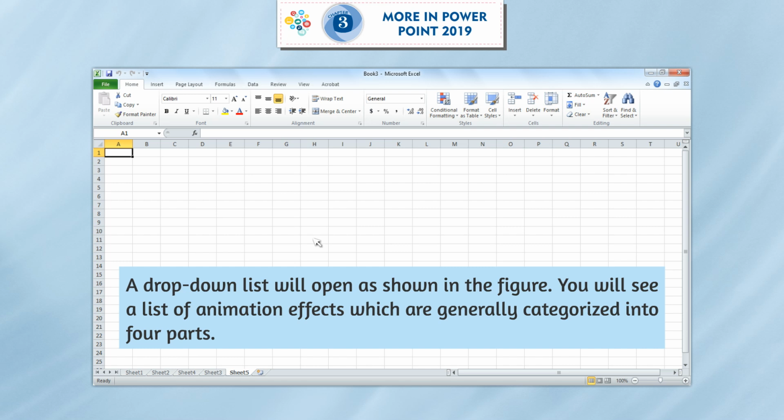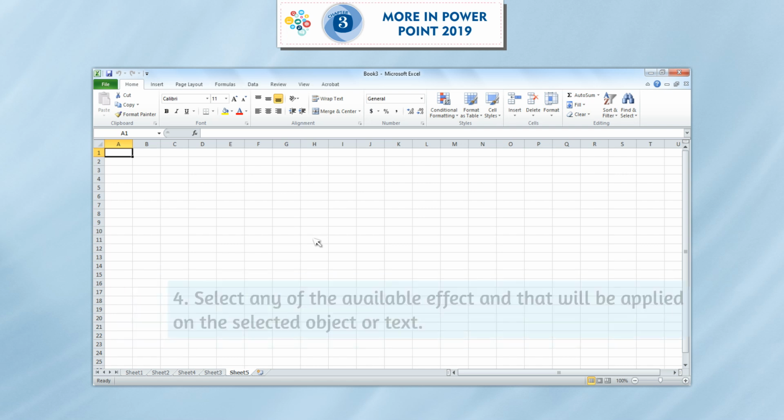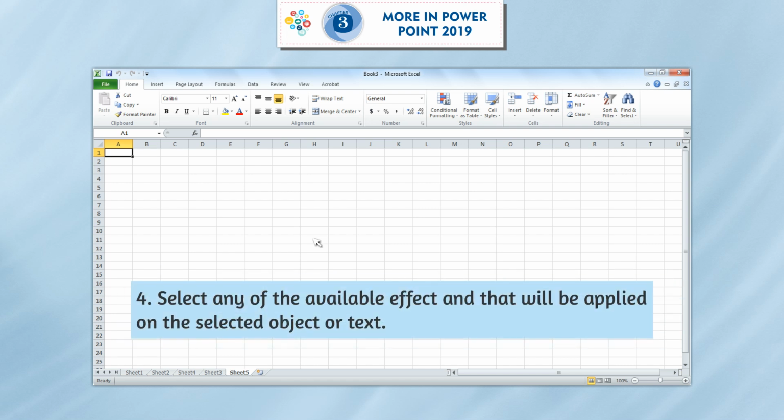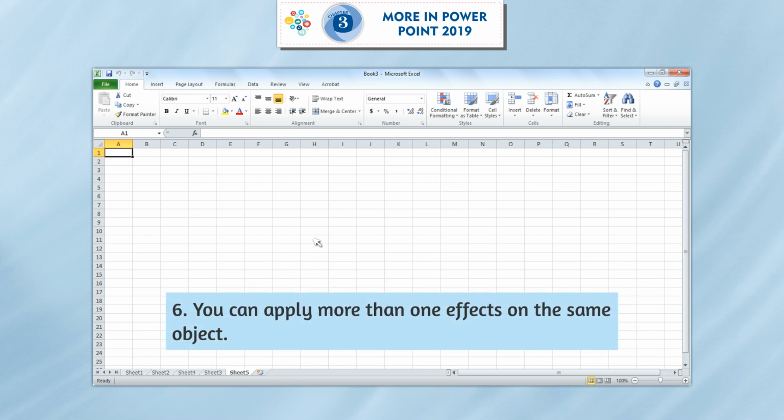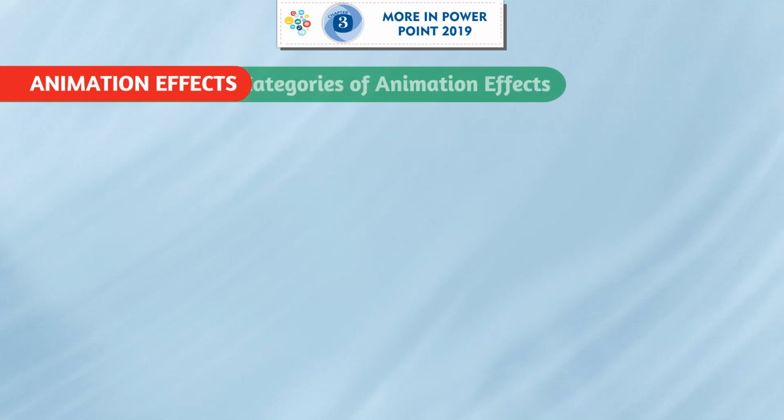You will see a list of animation effects which are generally categorized into 4 parts. 4. Select any of the available effects and that will be applied on the selected object or text. 5. After applying the effect, you will see a number adjacent to the object or text. 6. You can apply more than one effect on the same object.